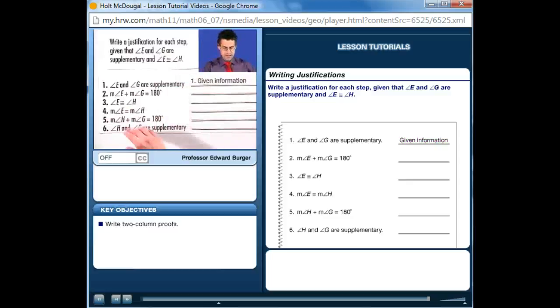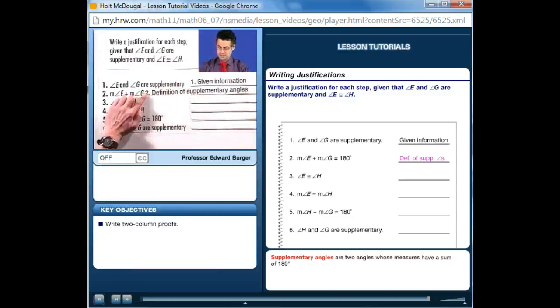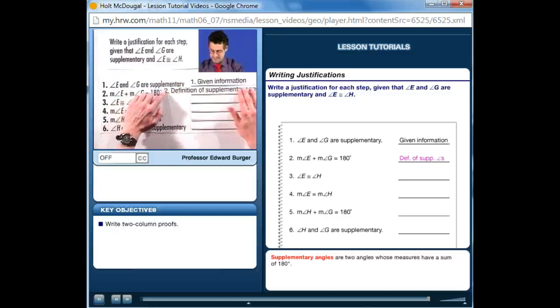What do we say there? It says the measure of angle E plus the measure of angle G equals 180 degrees. Why is that true? Well, that's exactly what it means to be supplementary. So the reason for that is the definition of supplementary angles. Neat. Look at us writing out little reasons for this.